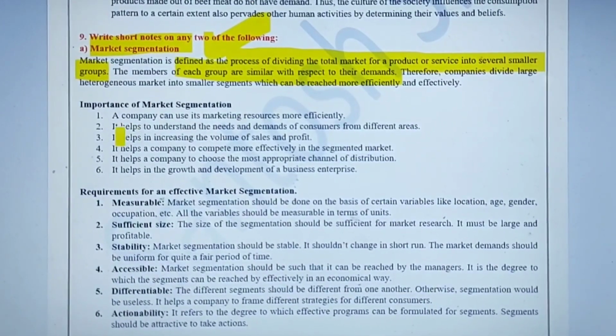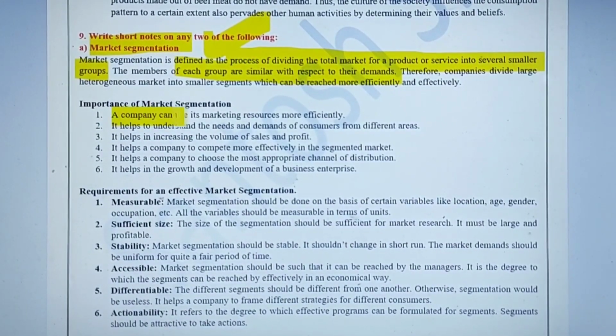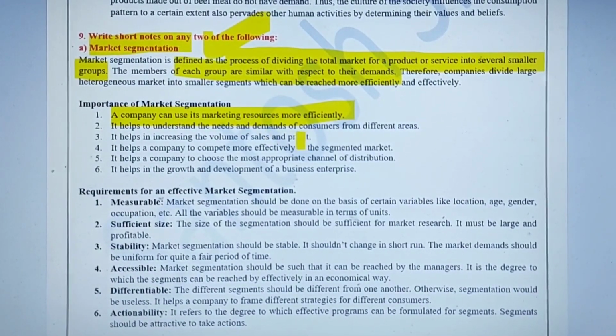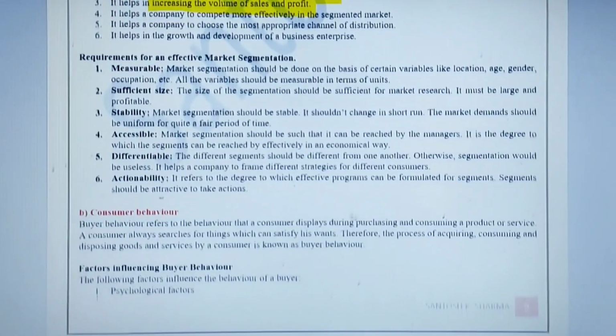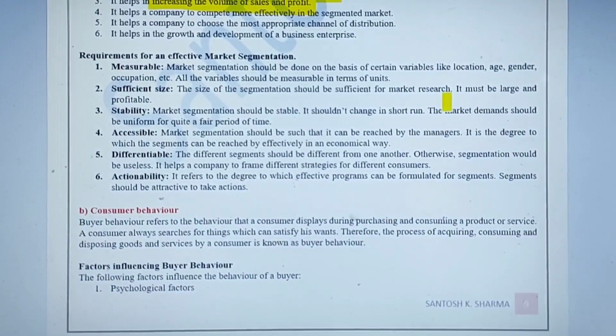And why is it done? Basically, a company can use the marketing resources more efficiently after doing this type of division. The second one, to understand the needs and demands of the customers. It can also increase the sales and profit of the company, and it can also help to beat the competition. So there are many benefits of market segmentation. I think each and every company does this function of market segmentation.